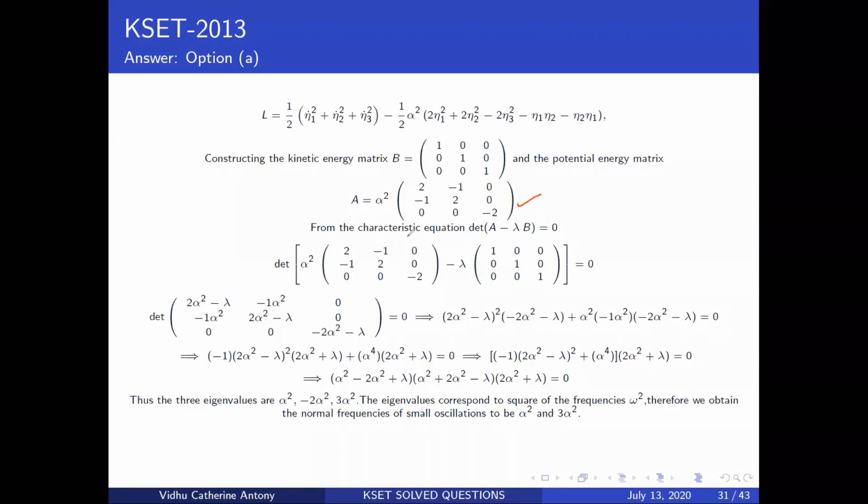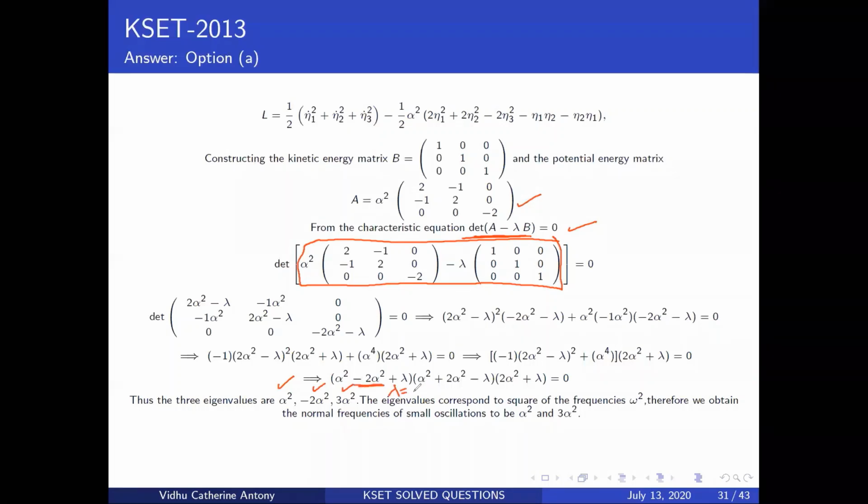So what do you look at? You look at the characteristic equation. What do you get? The determinant of A minus lambda B is equal to 0. You substitute the values of the matrix, and then you proceed with the calculation. So you have to find the determinant of this matrix. And once you simplify the determinant and equate it to 0, you end up getting 3 eigenvalues.